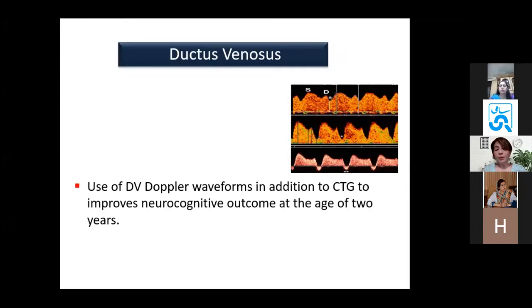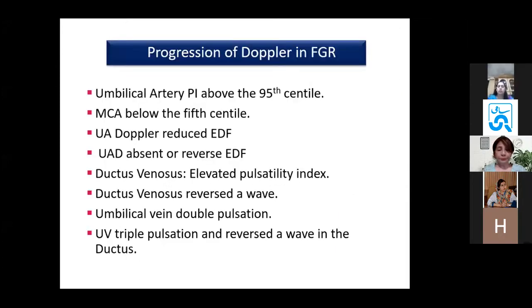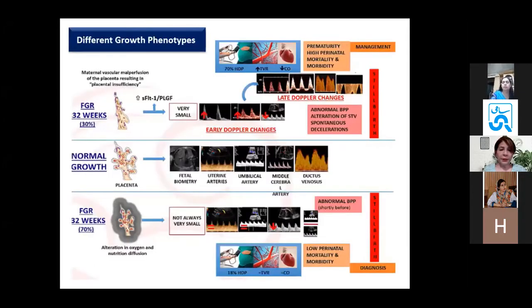to improve the neurocognitive outcome. Now, this is just to show you that the first change that can occur most commonly is in the umbilical artery, and then over a period of time, things deteriorate, and CTG is the last one to go abnormal. And these are the phenotypes that we've already talked about.